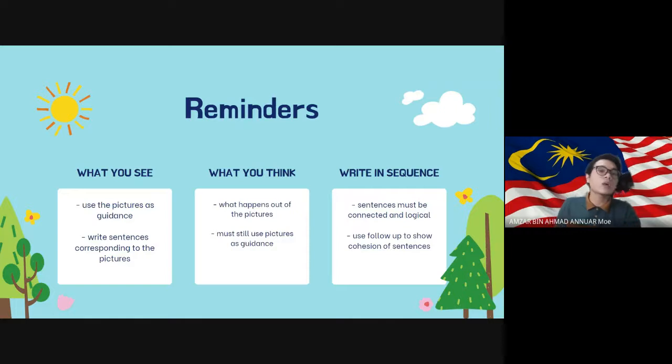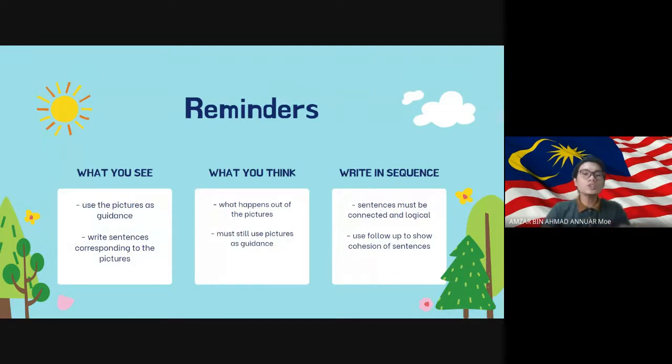Yang 4 gambar ni awak kena berhati-hati. You have to be very careful. Why? Because when you are given 4 pictures, some students might find problem of dividing the pictures into the paragraphs. Okay, awak mungkin akan rasa susah sikit nak bahagikan kepada perenggan. Tak apa, tak susah pun sebenarnya. Gambar pertama, the first picture is for the first paragraph. Second picture, second paragraph. Third picture, also second paragraph. And then fourth picture is for the conclusion paragraph.